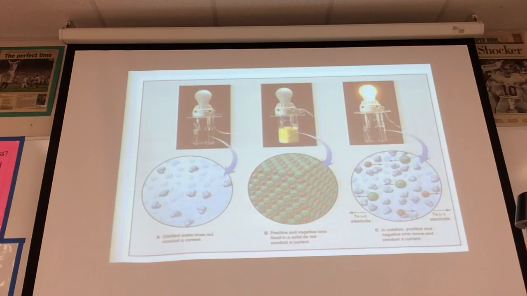Here we have some salt, or a solid version of an ionic compound, and you can see here the positive and negative ions are in a fixed lattice position. So there's no free moving charge, so it doesn't conduct electricity. On the other hand, when this salt is dissolved in the water, you now have free moving anions and cations, and these are able to conduct electricity.